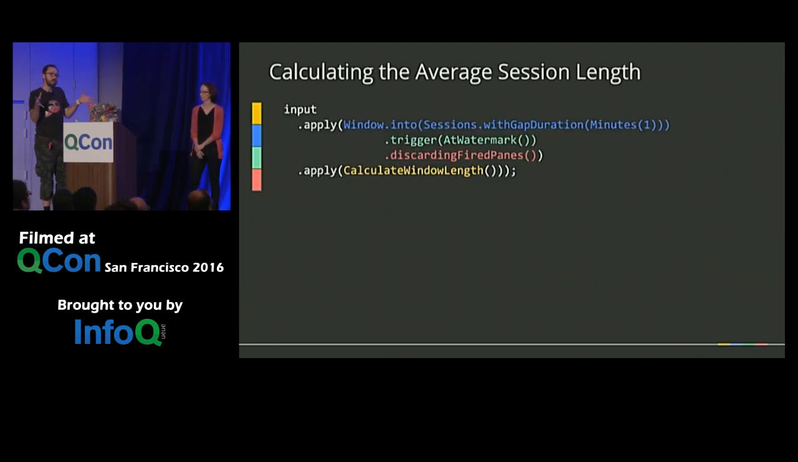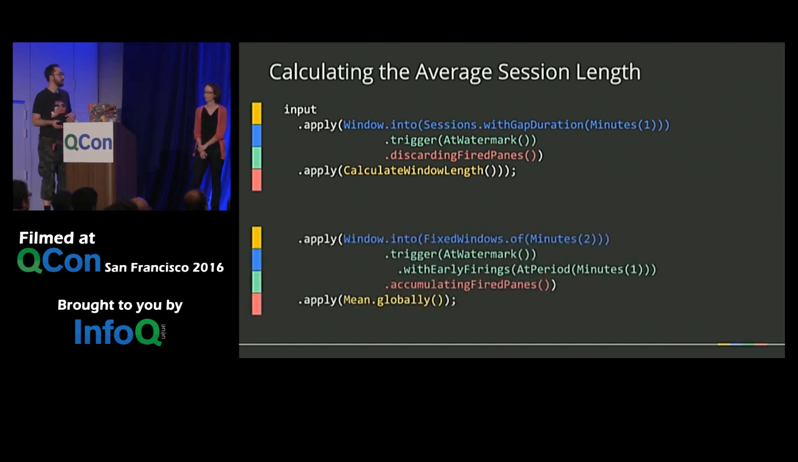Once we've calculated session lengths, the next thing we're going to do is ask the questions again. This time we're going to say, okay, we've computed individual session lengths for all of our users. But in order to really infer something interesting about our system, we're going to window those sessions into fixed windows so we can group together sessions within a given time period. And then over that time period, we're going to compute a global average. So within this fixed window of an hour or 2 minutes or whatever, what is the average session length?